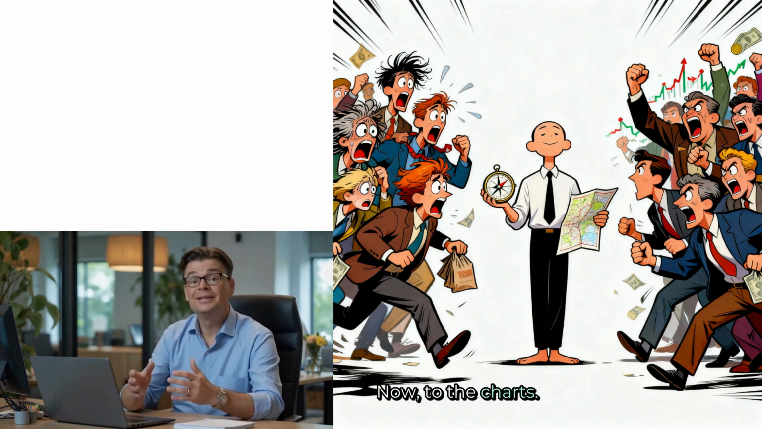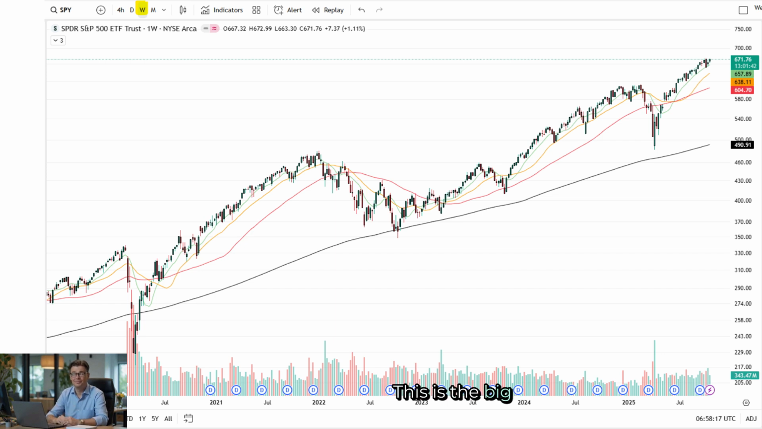Now, to the charts. First is the tide. This is the big picture. I'm pulling up the S&P 500 ETF, ticker SPY. This represents the whole market. Here's a critical point. If you can't read this chart correctly, you should not be trading individual stocks. Now, look at the top left. I'm clicking W for the weekly chart. This is our 30,000-foot view.